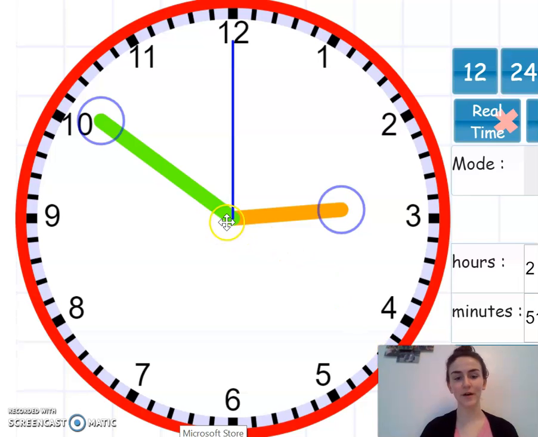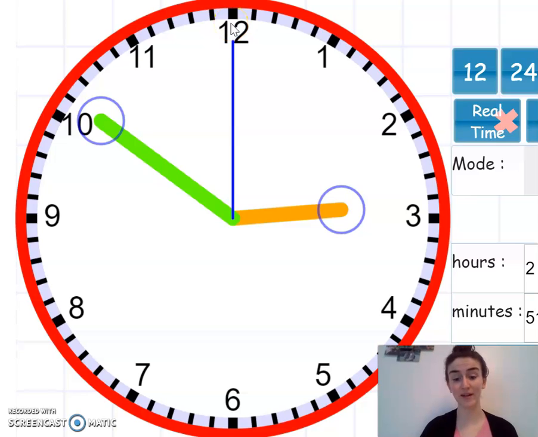So our hour hand is pointing between the 2 and the 3, right? That means that it's not yet 3 o'clock. It has to be 2 something. So let's count around and figure out where our minute hand is at. Our minute hand is the whole way over here. So we have some counting to do.